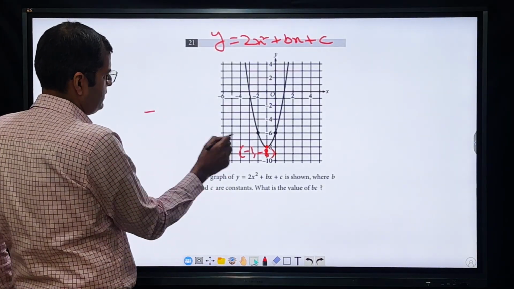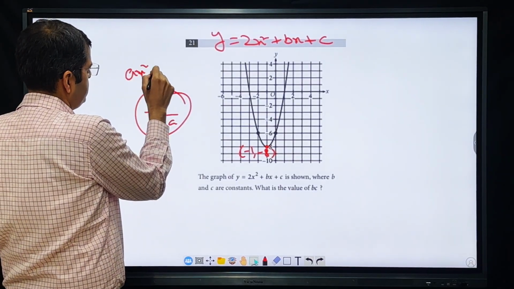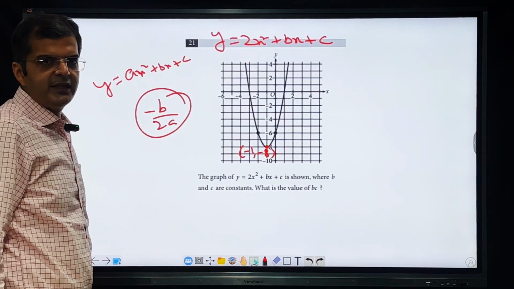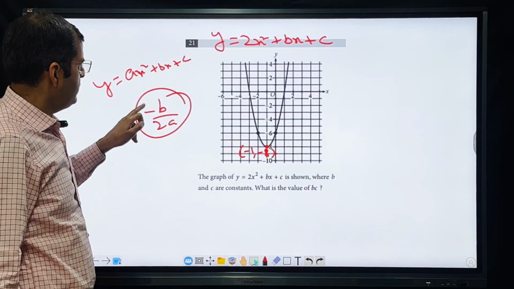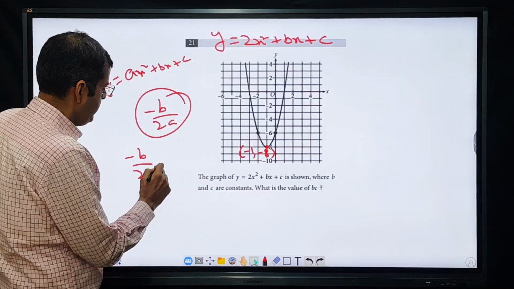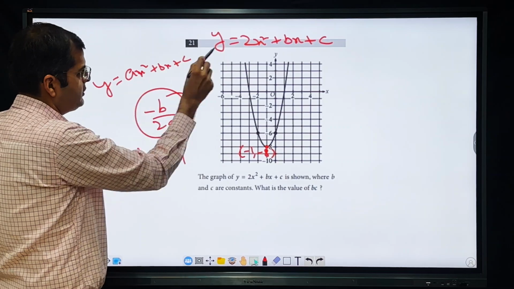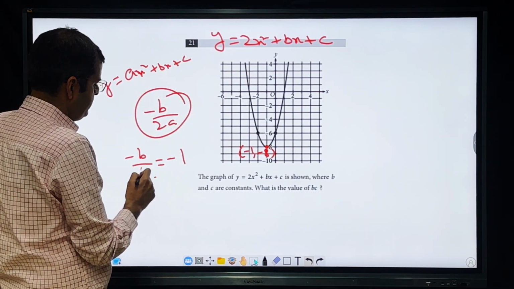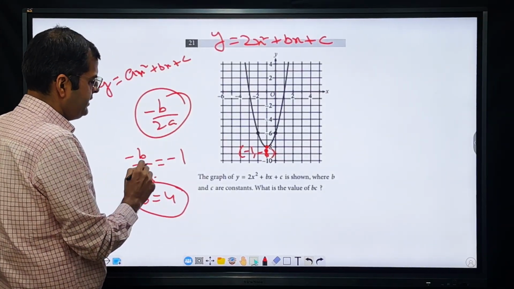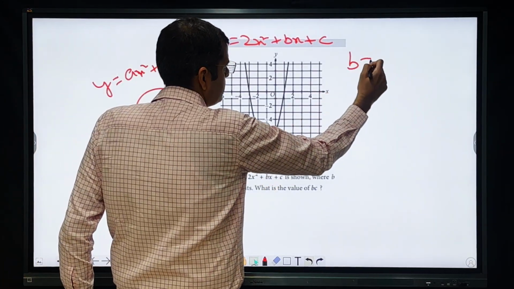The x coordinate of this lowest point is given by minus b by 2a, I know. The quadratic is of the form ax square plus bx plus c, and the lowest vertex x coordinate is given by minus b by 2a. So minus b upon 2a is equal to -1. Now a is what? It is 2 here, because ax square and 2x square, a is 2. So minus b by 4 is equal to -1, or b is equal to 4. So I have found b to be 4.